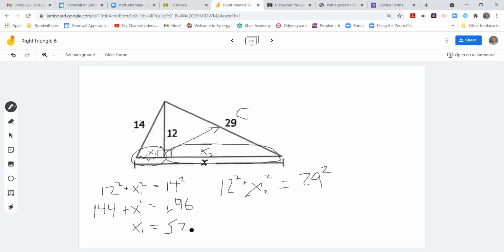Yep, 52. The square root of 52, not a perfect square. The square of 7 is 49. The square of 8 is 64. So it's going to be between those. The square root of 52, 7.2. So that first part of x is 7.2.